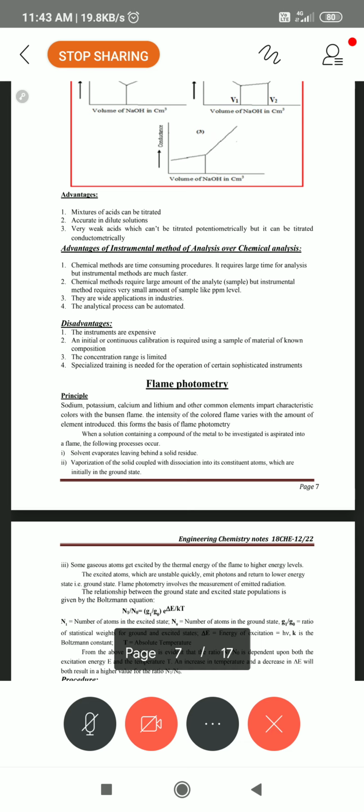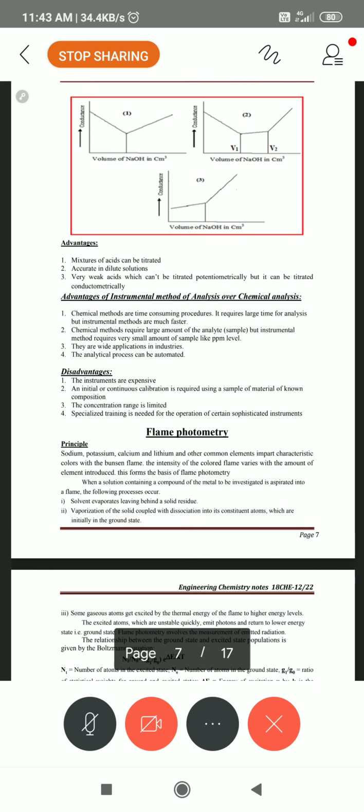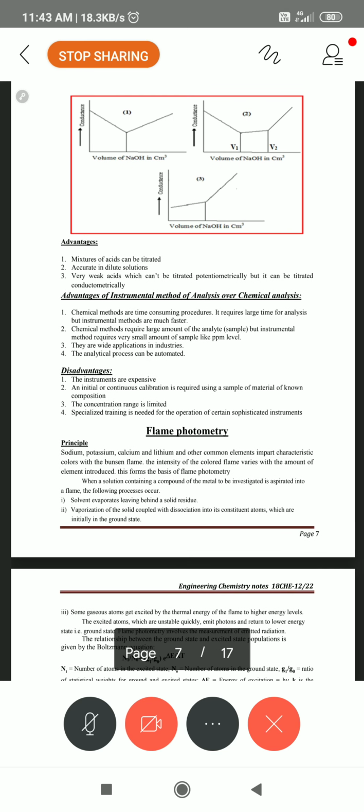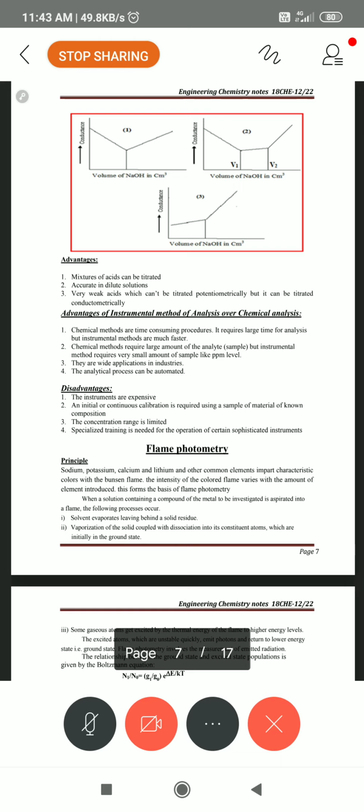So if a given unknown sample has only 20 ppm, it means 0.2 milligrams in 1 liter of DM water containing sodium. If it is zero, it will show zero immediately, meaning the given water sample does not contain any sodium of any ppm. That is 0 ppm of sodium.